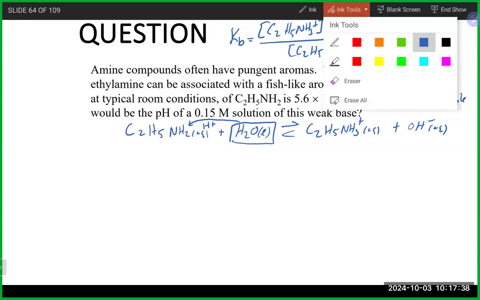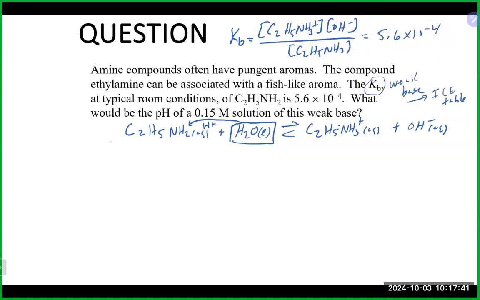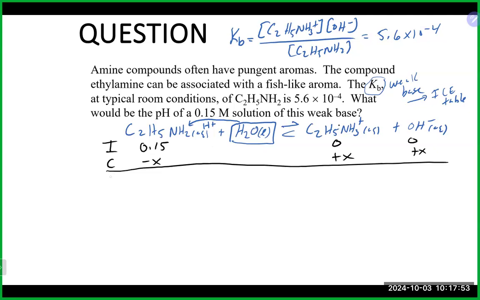All right, so we're going to ice table it up here. We have initially 0.15, 0 and 0. Change minus x, and at equilibrium here, 0.15 minus x, and x. At this point, like normal, we could go into our Kb expression, and that will essentially give us x squared divided by 0.15 minus x equals our 5.6 times 10 to the minus 4 in this case.